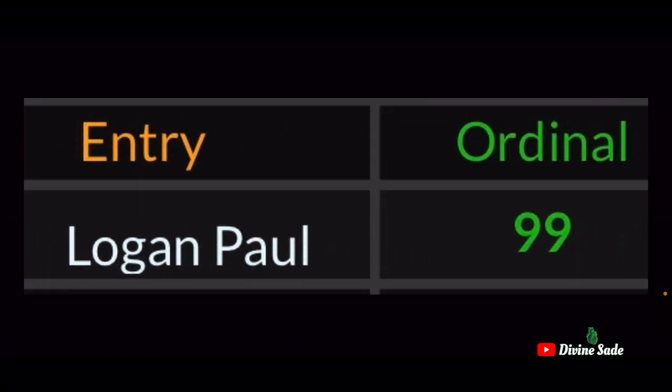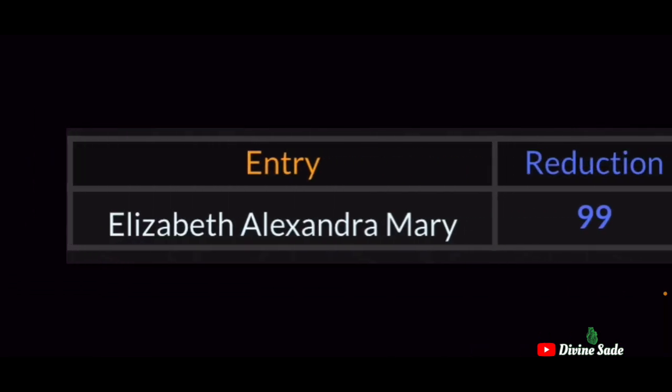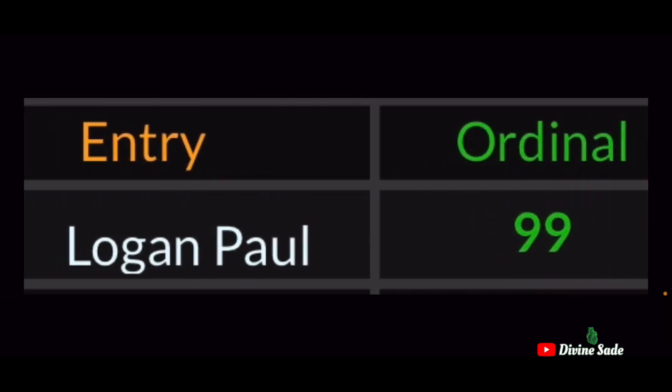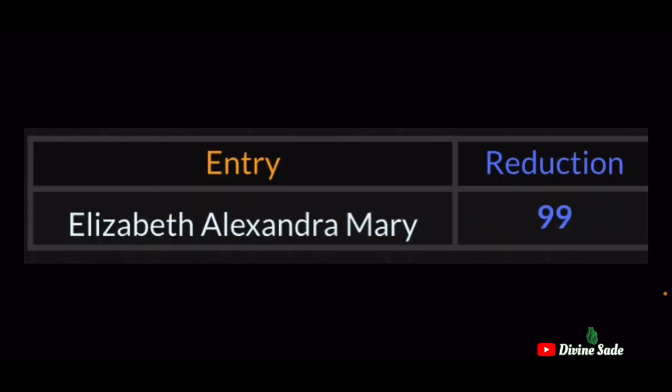Logan Paul equals 99. He could be a death faker. 2 death fakers already in this group of characters. He could possibly be a death faker. Whenever these characters equal 99, they're going to be a death faker. Whether it's now, whether it's later, they're going to be a death faker. And on the topic of 99, what is the chances that Logan's other character, mother-in-law, equals 99 in the reduction cipher? Elizabeth Alexandra Mary equals 99 in the reduction cipher.